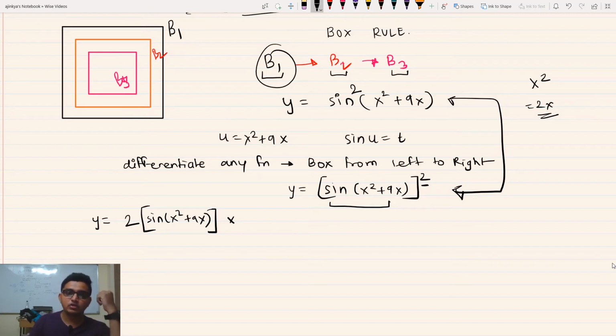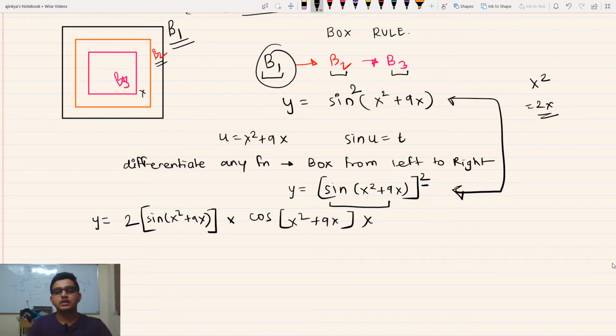So first it was the outer function, then you go inside. First we took the black box B1, then you go inside to do B2, which is sine. So what is the differentiation of sine? We have cos of whatever is inside the box, which is x square plus 9x. And then you multiply, and then you again go to the pink box.